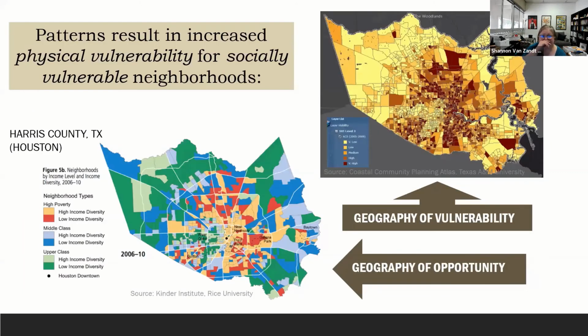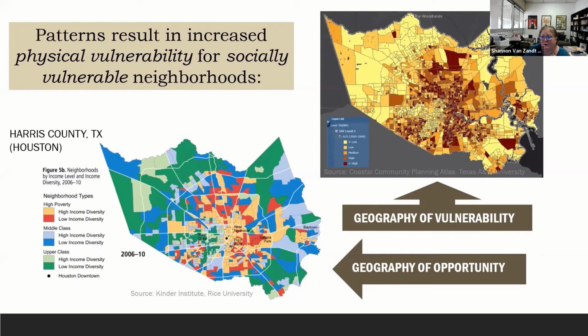So these patterns result in increased physical vulnerability for socially vulnerable populations. That's one of the key things I want you to take away from this: yes, we have socially vulnerable people and households, but where they can live exposes them to greater physical vulnerability as well.